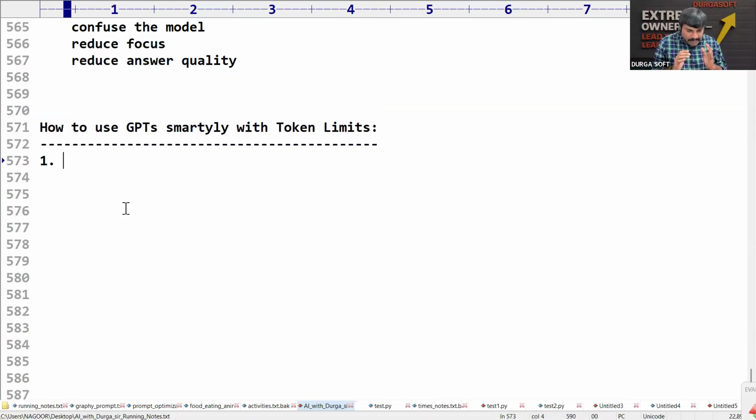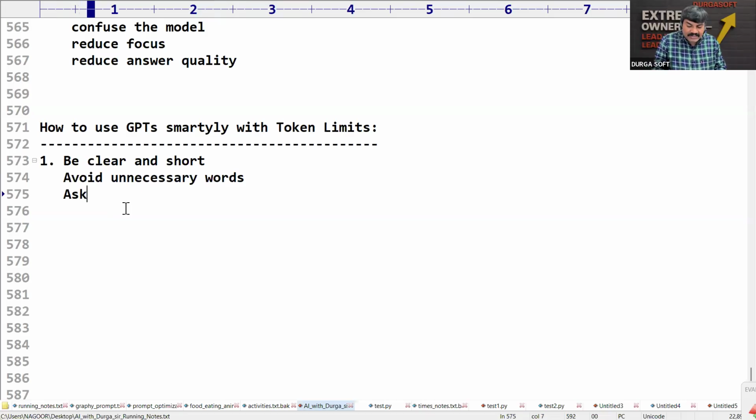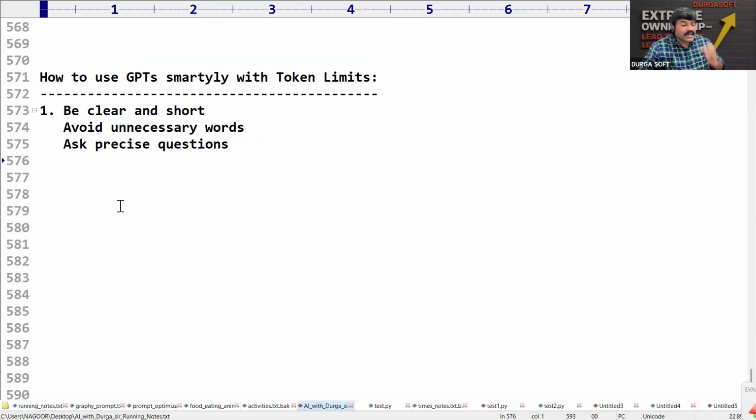First tip, be clear and short. Prompt engineering matters a lot. All these things are the reasons. Be clear and short. Avoid unnecessary words. Ask precise questions. That must be required.